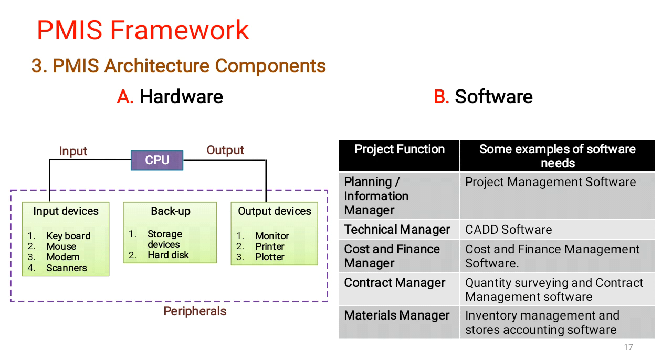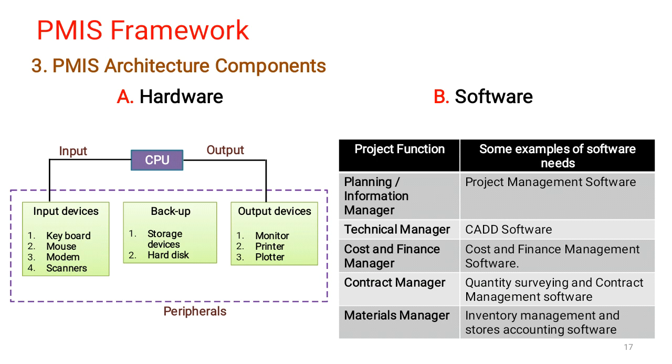Now, PMIS architecture components are basically broadly categorized into hardware and software components. Hardware is similar to our computer systems, like it has a central processing unit, and then input devices, hardware features like keyboard, mouse, modem, scanners, etc. These are the input devices. And then it has a backup system to store data, then hard disk, etc.